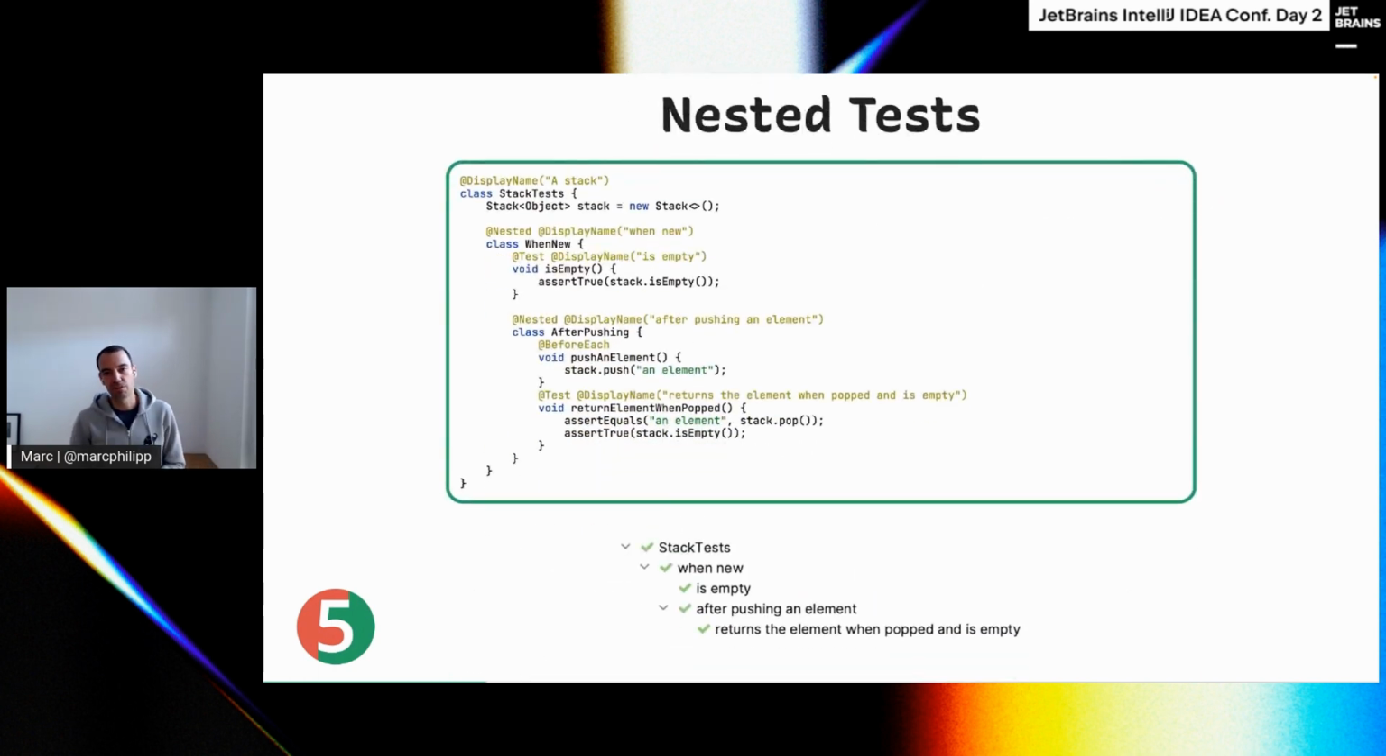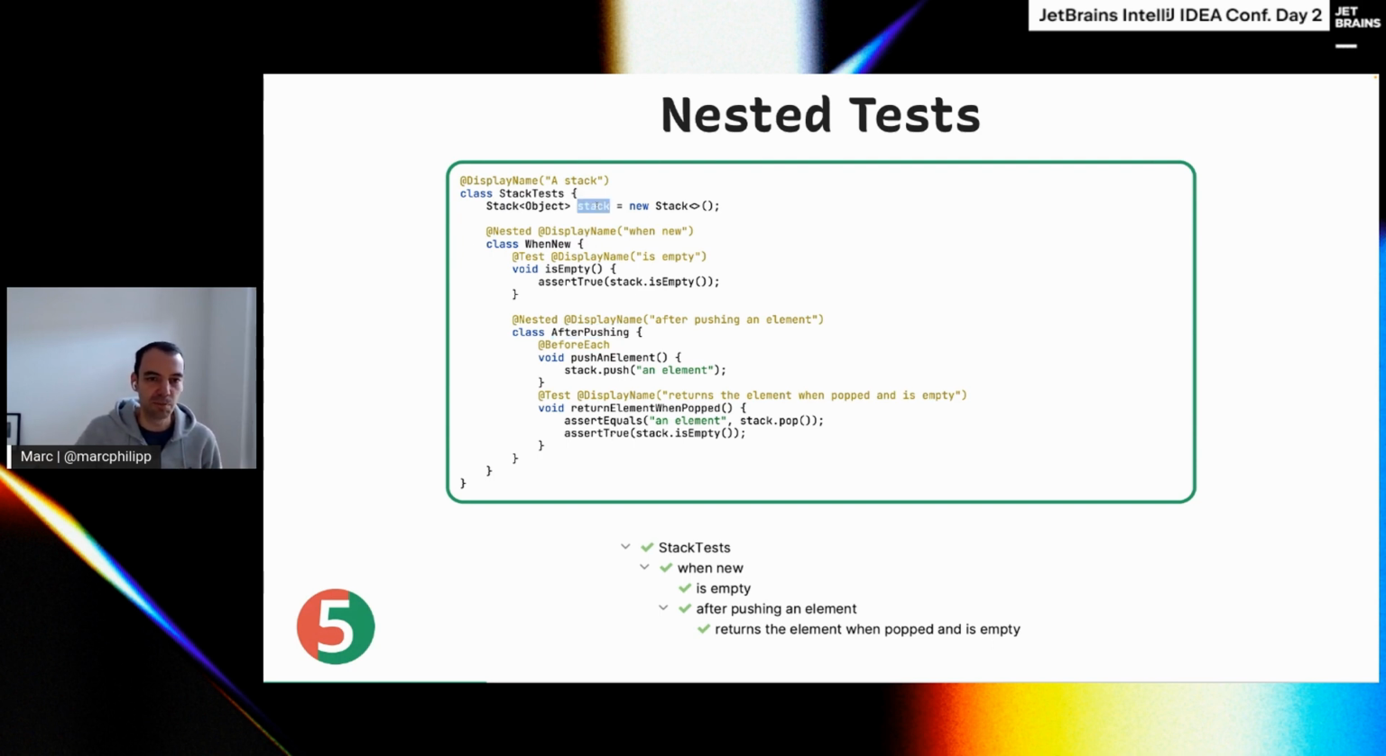Another new thing in JUnit Jupiter is nested tests. Here's an example where we test a stack, and you can see two levels of nesting here. This is the top level class called stack tests. We have a nested class called when new, and one that's called after pushing. This lets you build context, basically.